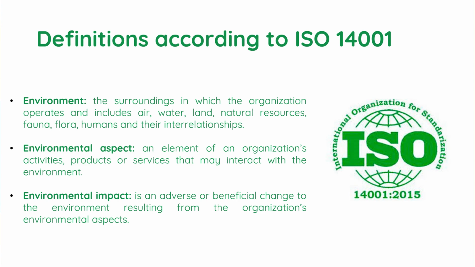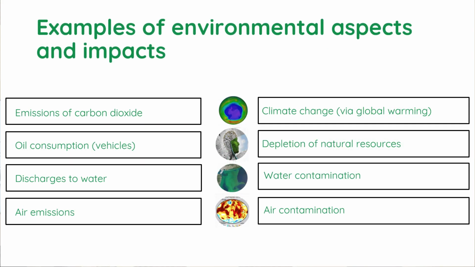Then we have the environmental impact. The environmental impact is an adverse or beneficial change to the environment that results from the organization's environmental aspect. So we can see here the interconnectedness between the aspect and the impact. The result of an environmental aspect is an environmental impact, and it can be adverse or beneficial. Here you can see some examples of environmental aspects and impacts that we mentioned before.